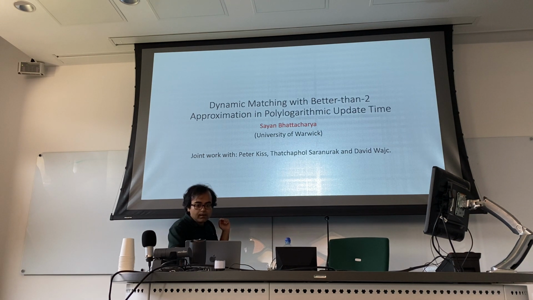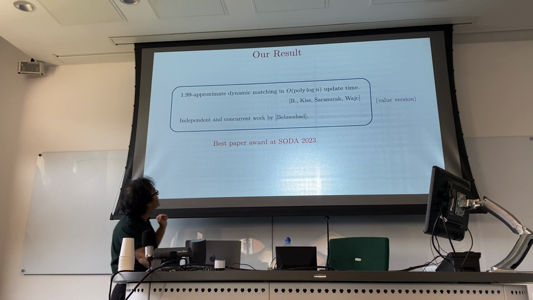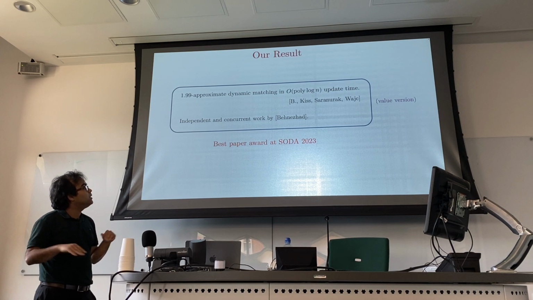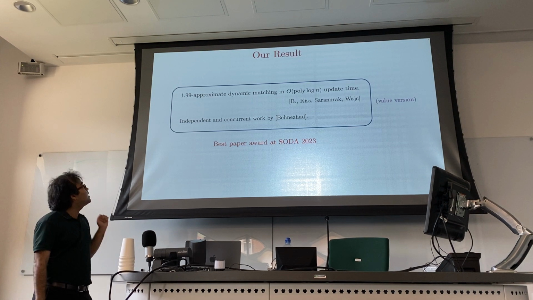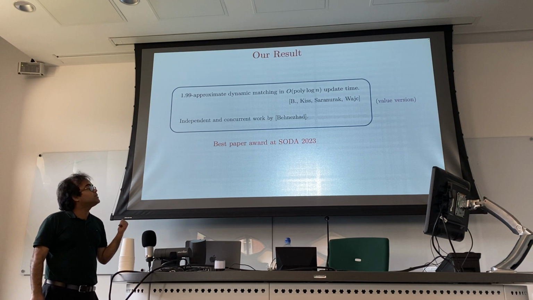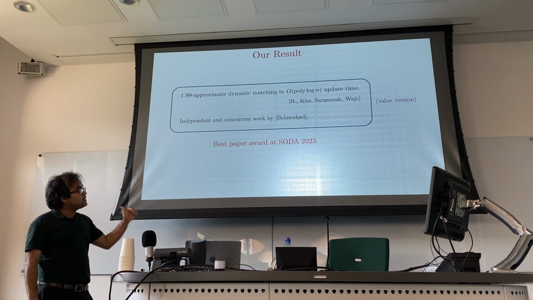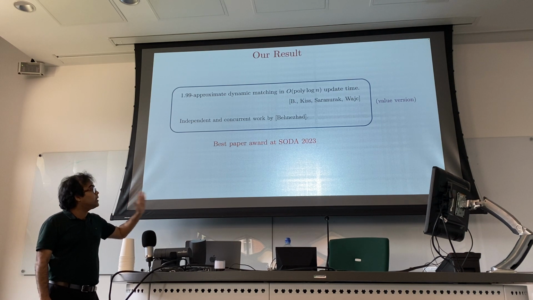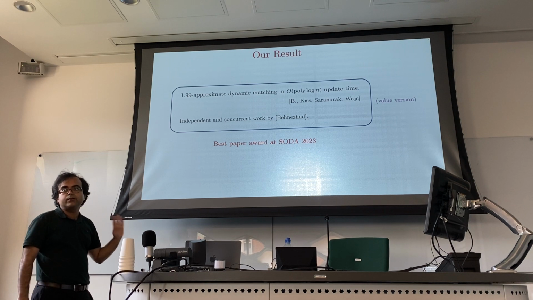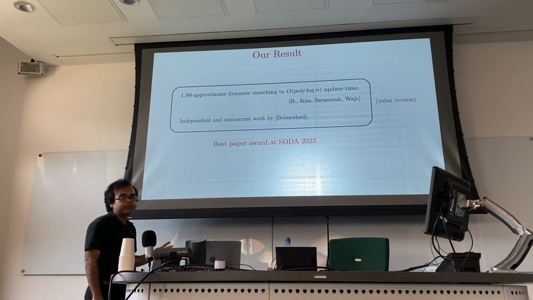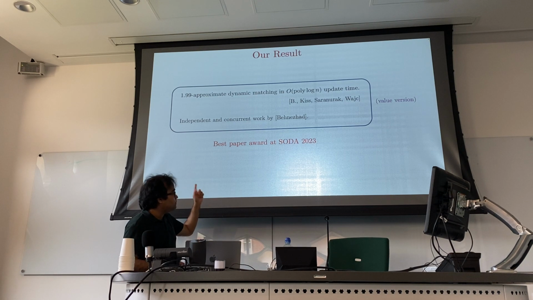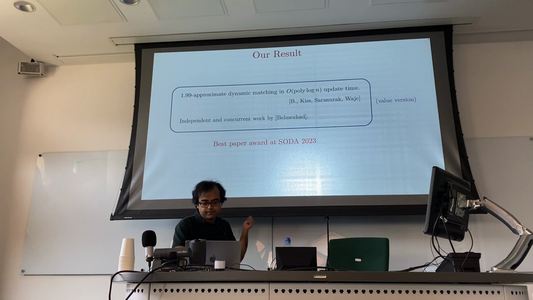And this was the main result. So until now, it was known how to get 2 approximation dynamic matching in polylog n update time. We showed you can do slightly better: 1.99 approximation in polylog n update time, and the main message was that you can do better than greedy in the dynamic setting. If you care about polylog n update time, greedy is not the end of the road. That's the conceptual message. There was an independent and concurrent work by Behnezad. Both these two results work for the value version of the problem only, and both these two papers got the best paper award at SODA 2023.